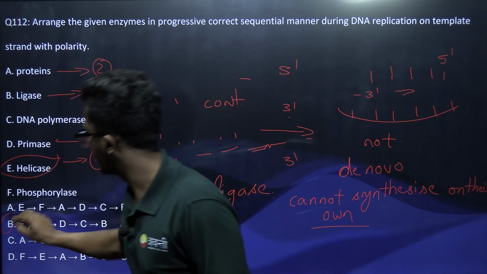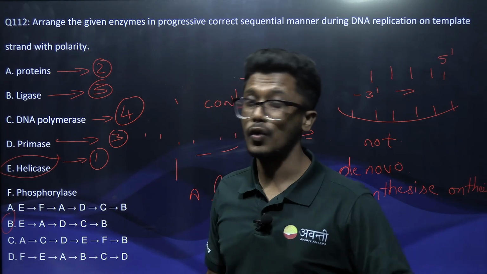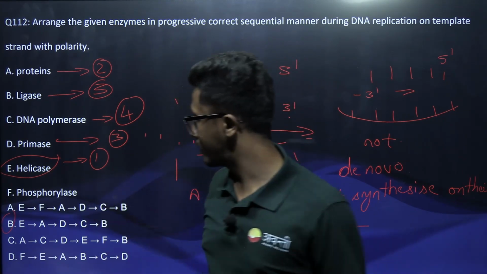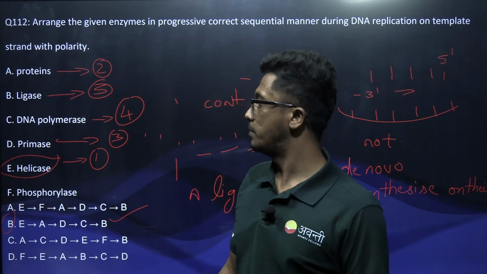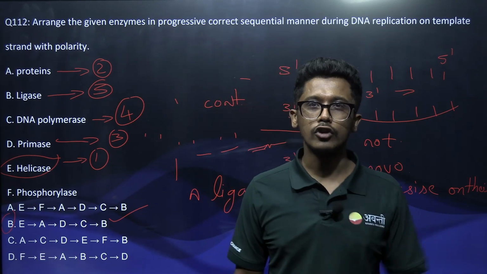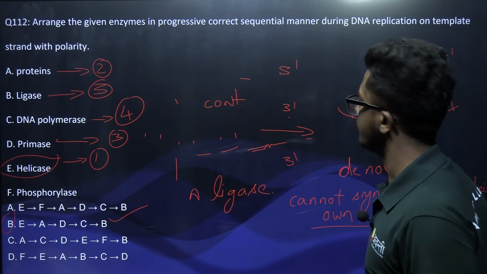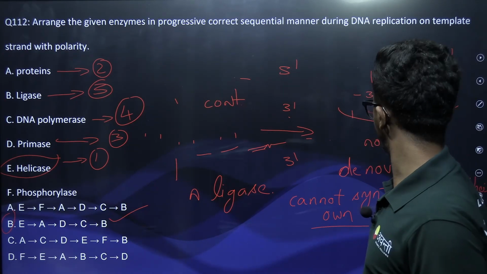It is option B. We never come across phosphorylases, so phosphorylases is not in the equation, so we reject that, and our option is option B. You can also go for the odd one out. The odd one out among all the options is option B, so you can choose that too. Okay, let's go for the next question.